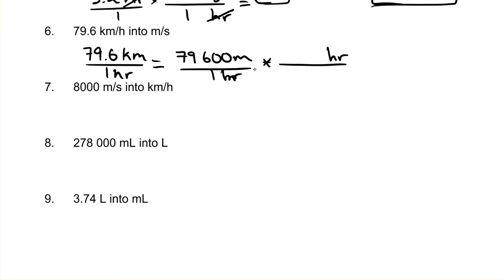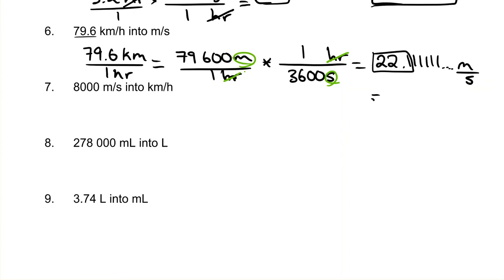So now let's change hours into seconds. So put hours on the opposite side to turn it into seconds. 1 hour, 3,600 seconds. So hours and hours cancel. We're left with meters per second. Good, that's what we wanted. We're going to get an answer of 22.1111 and so on, meters per second. So let's round this to 3 significant digits. Here's my 3 significant digits. It includes the decimal, so we don't have to use scientific notation. Perfect. 8,000 meters per second.